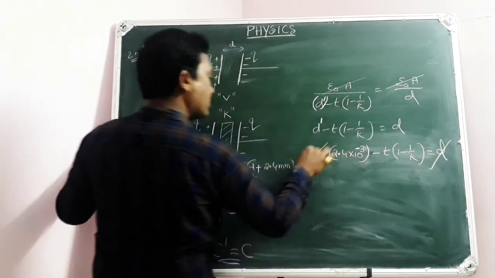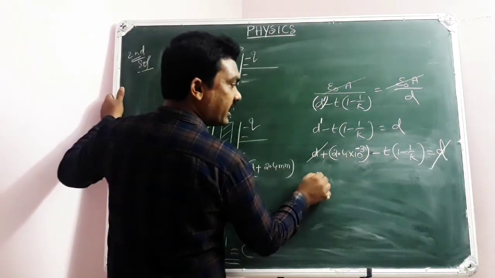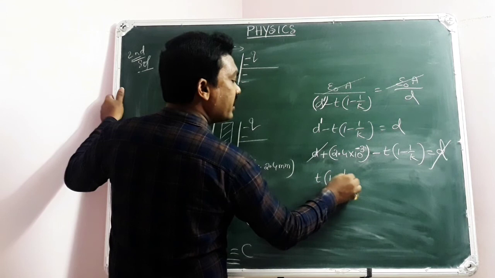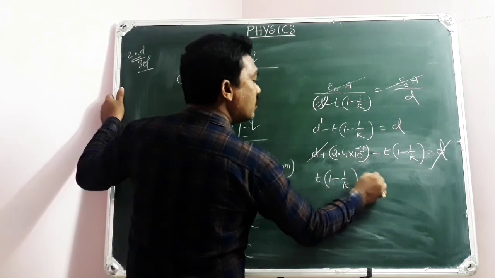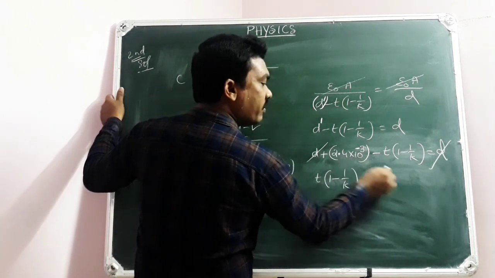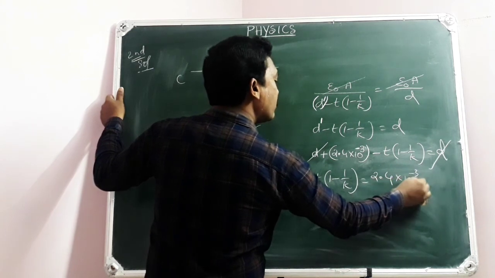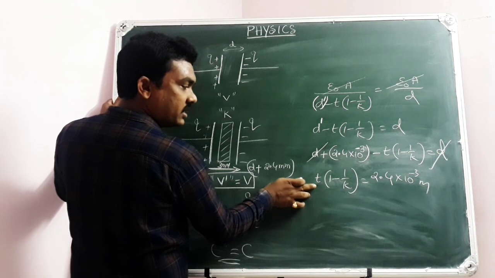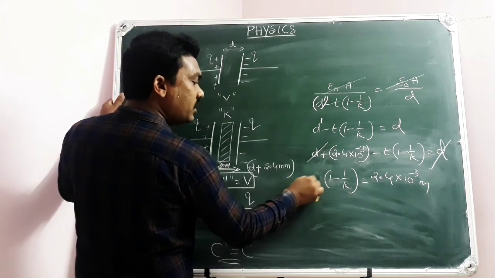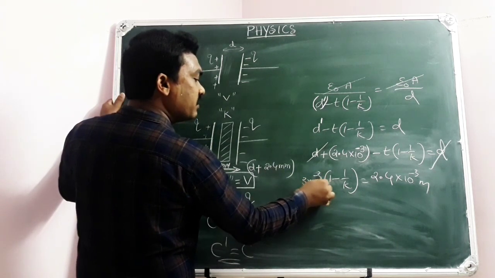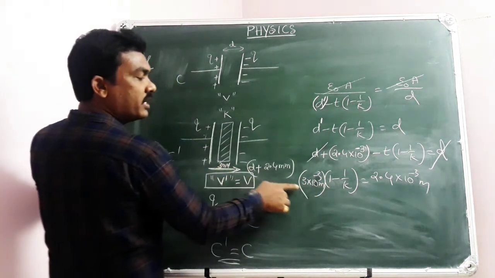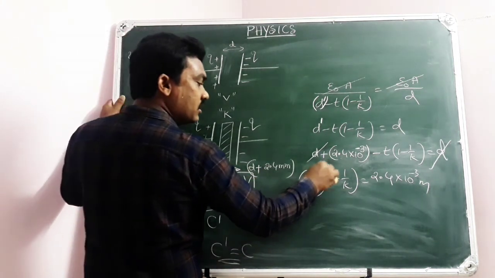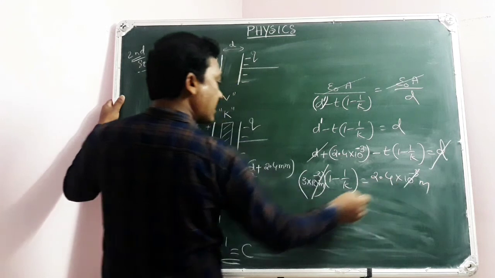Now cancel D on both sides. So I can write here finally T of 1 minus 1 by K equal to 2.4 into 10 power minus 3 meters. Here this thickness I am replacing directly. This thickness can be replaced with 3 into 10 power minus 3 meters, because 3 millimeters will be written as 3 into 10 power minus 3 meters. This 10 power minus 3 and 10 power minus 3 will cancel.